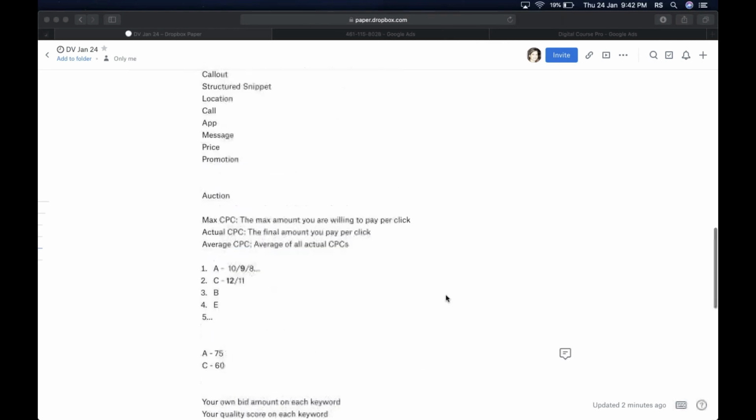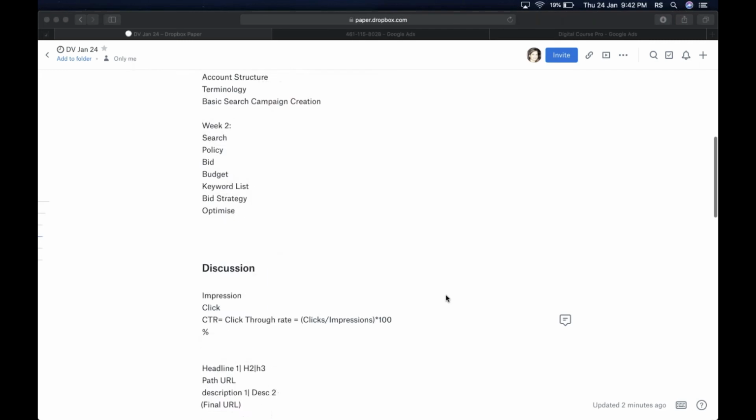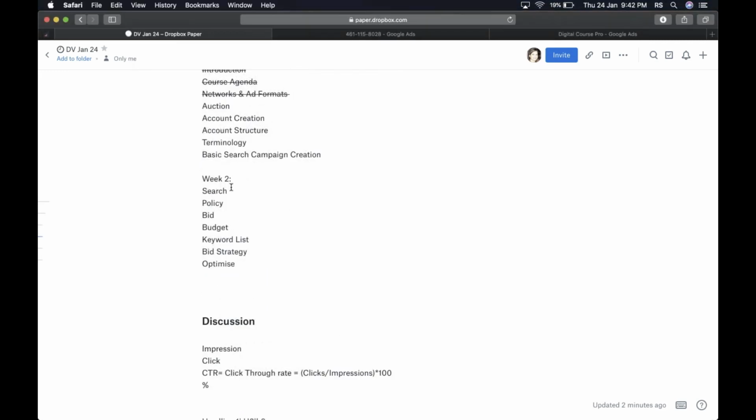Next week we will discuss search in detail, right? Search campaigns in detail. Everything to do with search campaigns we will do next week. So entire planning and everything.